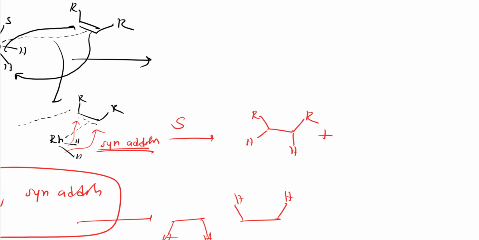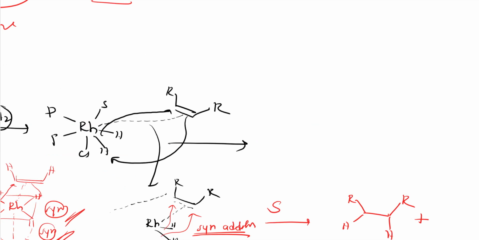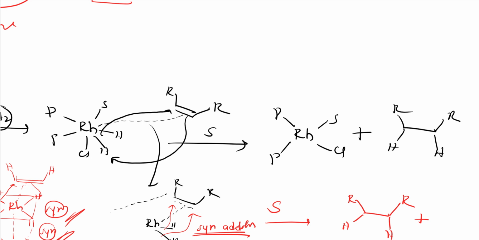So where is it, here I was writing. Let me show here. So what happens along with the solvent, I'll get this product. So these are the final products. RH is the sulfur, chlorine, PPh3, and here I'll get this thing. So this is hydrogenation.